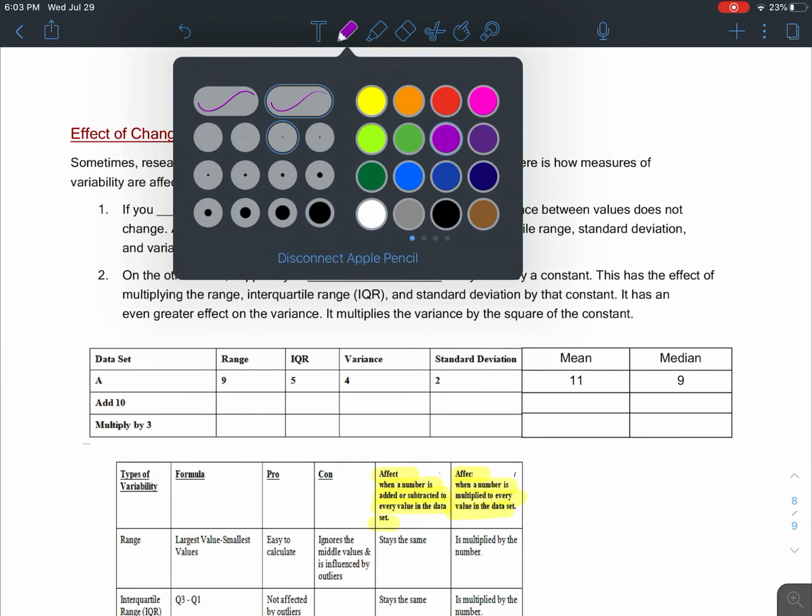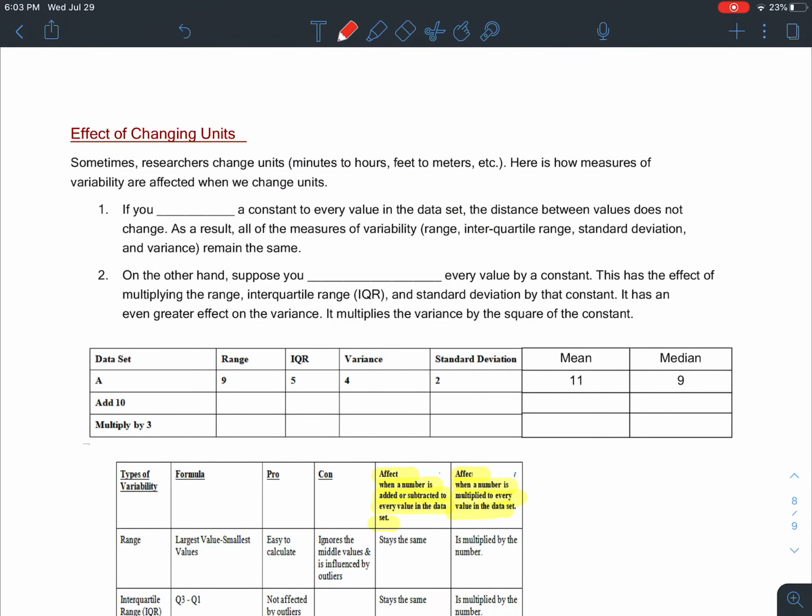All right, let's come back up here to the top. We're going to fill in: sometimes researchers change units. They change from minutes to hours, feet to meters. Here's how measures of variability are affected when we change units. If you are adding or subtracting a constant to every value in the data set, the distance between the values does not change. As a result, measures of spread stay the same. However, if you multiply or divide every value by a constant, then this does in fact change the measure of spread. And we're going to talk today about how it has an even greater effect on the variance.